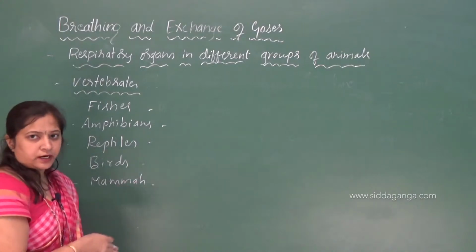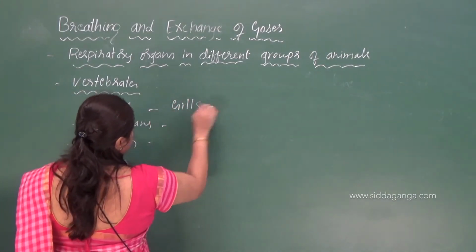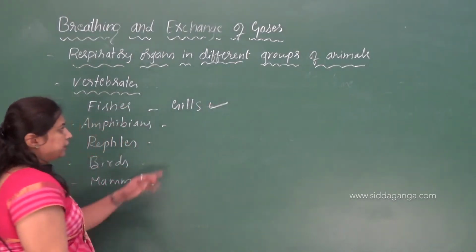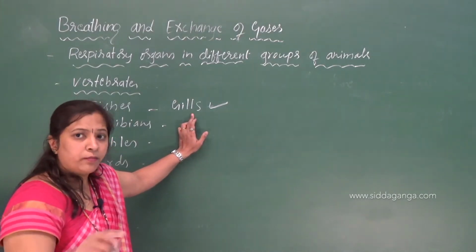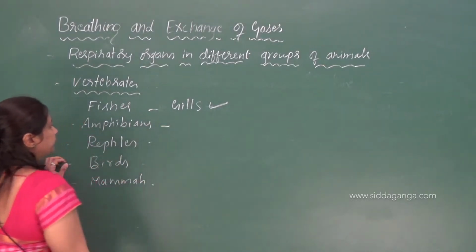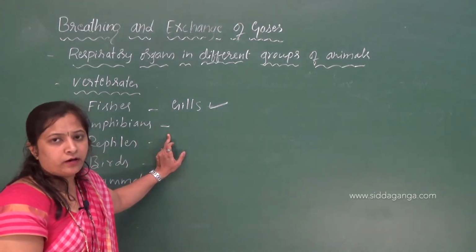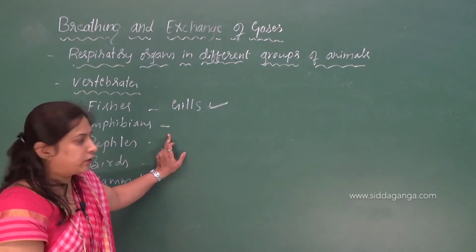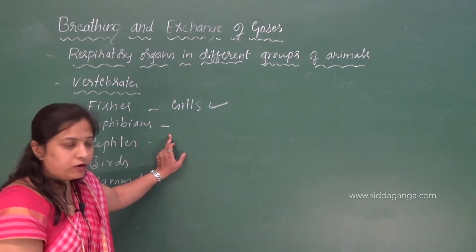Fishes are aquatic, as I said, so they have gills for respiration. The respiration with the help of gills is called what? Branchial respiration. And amphibians have a dual mode of life. They can live in water as well as on land.